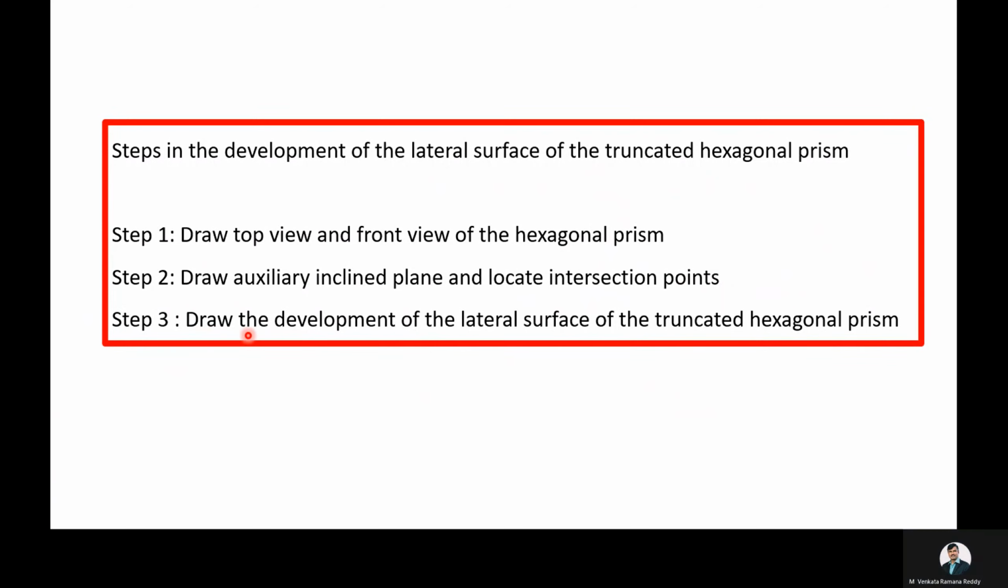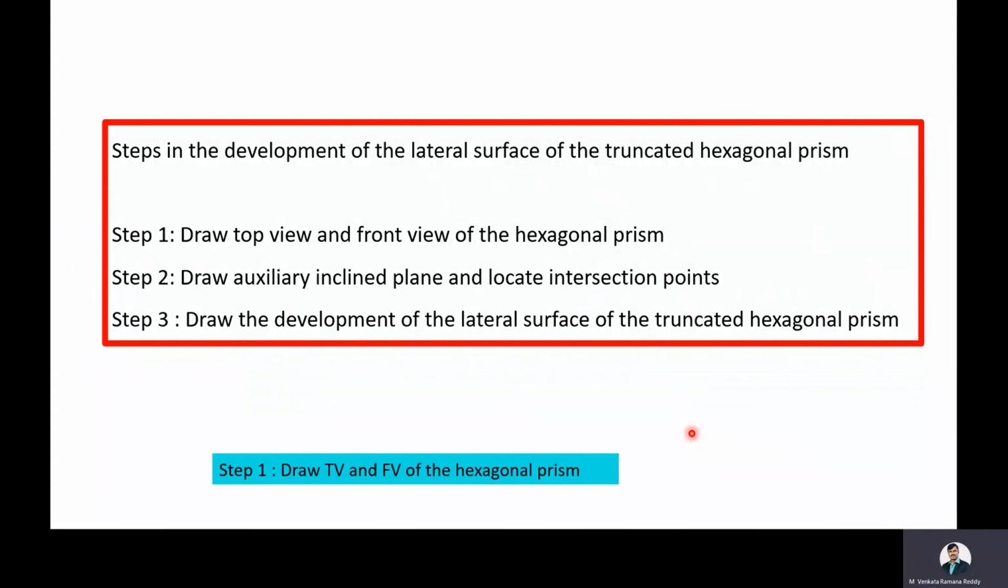Step 3. Draw the development of the lateral surface of the truncated hexagonal prism by using parallel line method, and it's also called stretch out line method. Now we will start discussion on step 1, that is drawing top view and front view of the hexagonal prism, followed by discussion on step 2 and step 3.